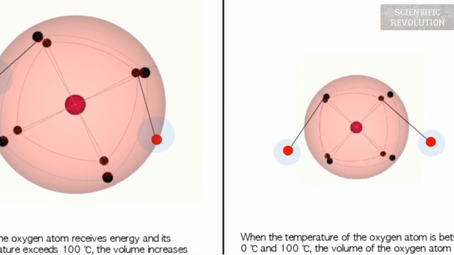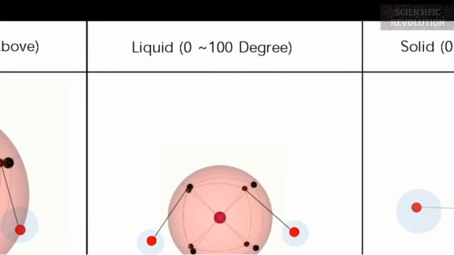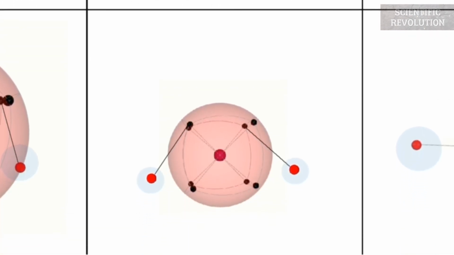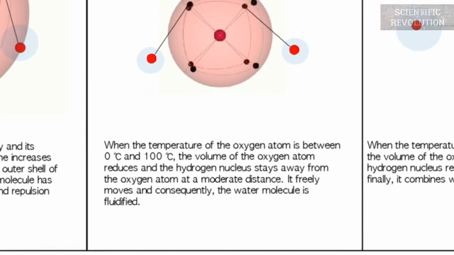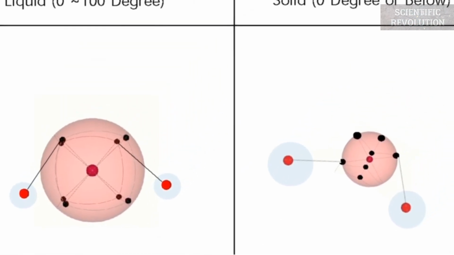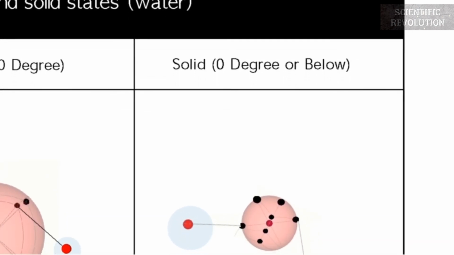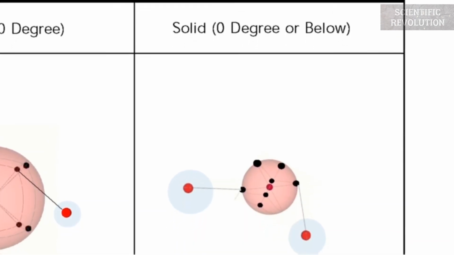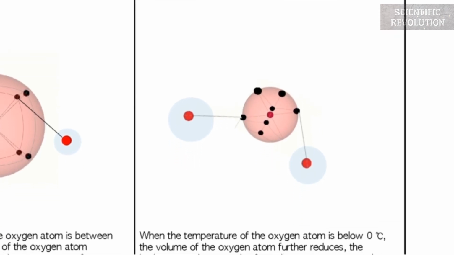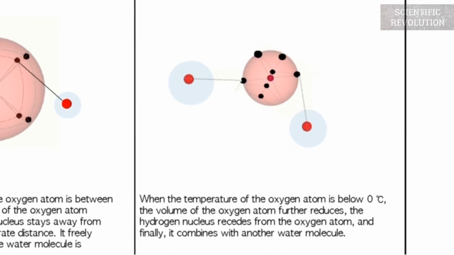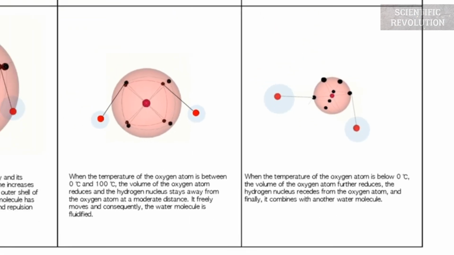When the temperature of the oxygen atom is between 0 degrees and 100 degrees, the volume of the oxygen atom reduces and the hydrogen nucleus stays away from the oxygen atom at a moderate distance. It freely moves and consequently, the water molecule is fluidified. When the temperature of the oxygen atom is below 0 degrees, the volume of the oxygen atom further reduces, the hydrogen nucleus recedes from the oxygen atom, and finally, it combines with another water molecule.